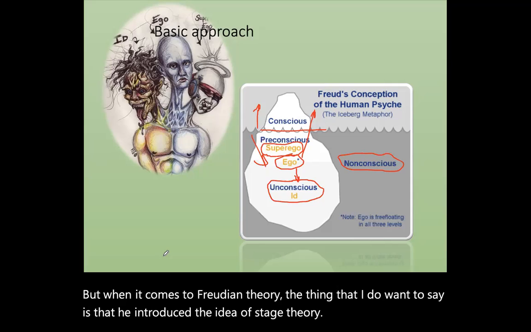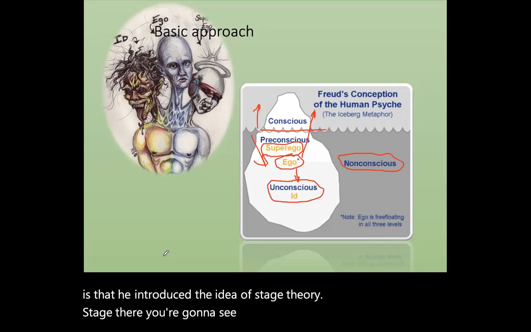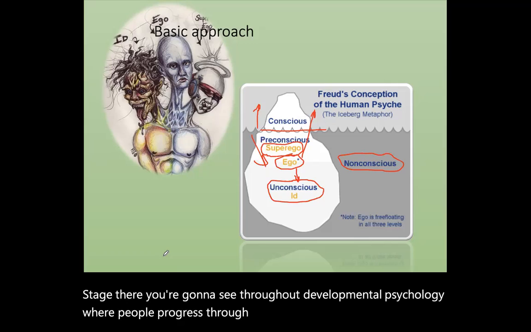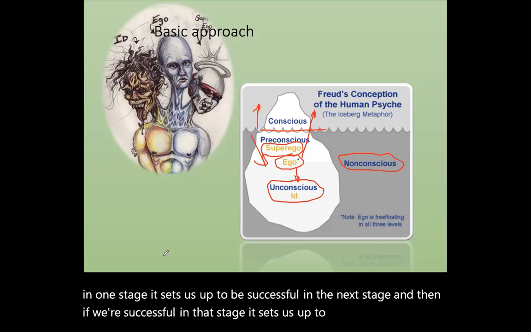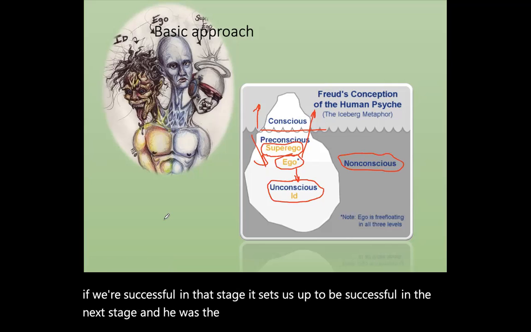Stage theory you're going to see throughout developmental psychology, where people progress through stages and if we're successful in one stage, it sets us up to be successful in the next stage. And then if we're successful in that stage, it sets us up to be successful in the next stage. And he was the one to really introduce this notion of stage theory.